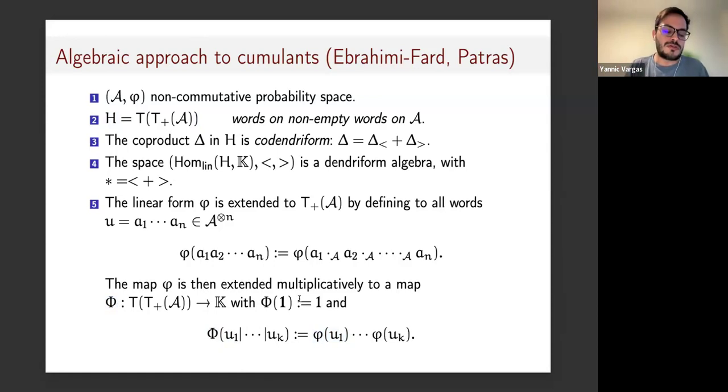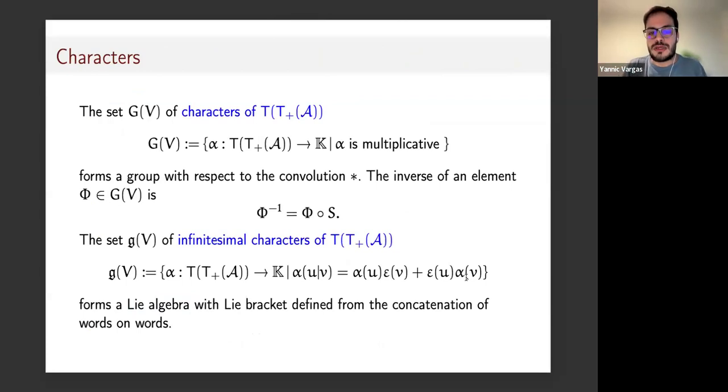So this is just a generalization. I start from a non-commutative probability space, I consider the double tensor algebra, and from this little phi, which is a non-commutative expectation, I construct a new expectation on this bigger Hopf algebra of non-empty words. Okay, and what can I do with this? Well, I'm going to look at the set of characters, which are multiplicative maps from my Hopf algebra to K. It's well known that this forms a group with the convolution, and the inverse can be calculated through the antipode of the Hopf algebra.